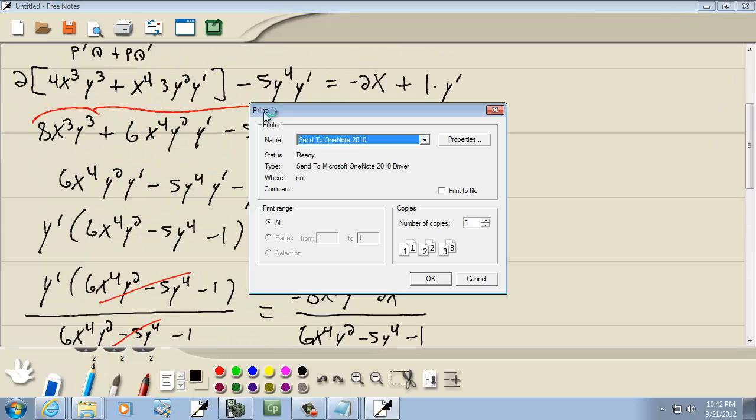I'm going to save this. I'm not sure if I have enough room down there for the next problem.